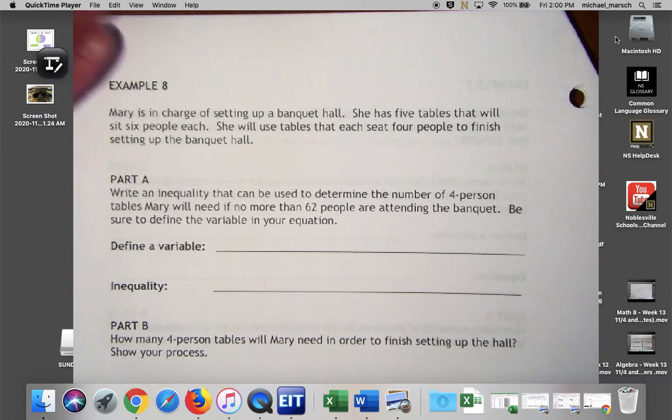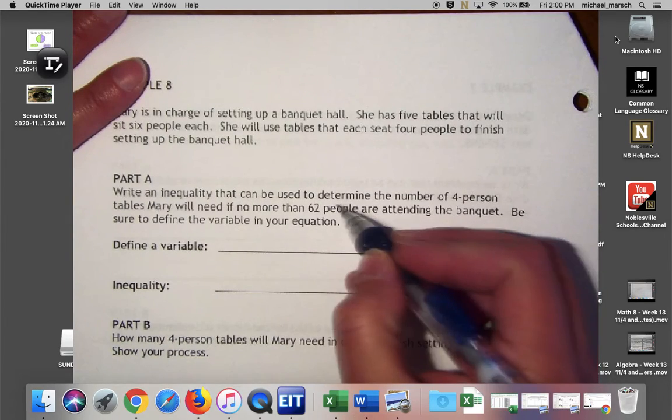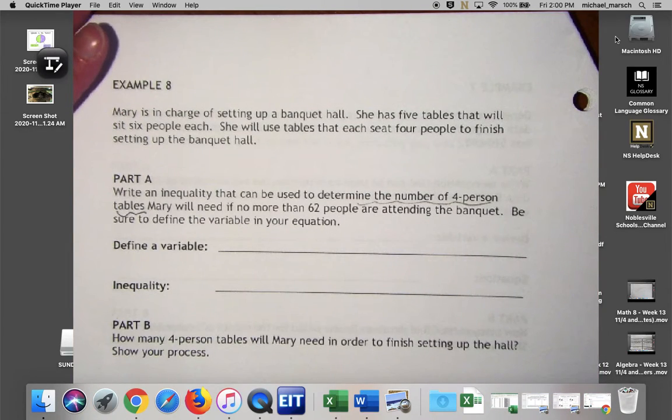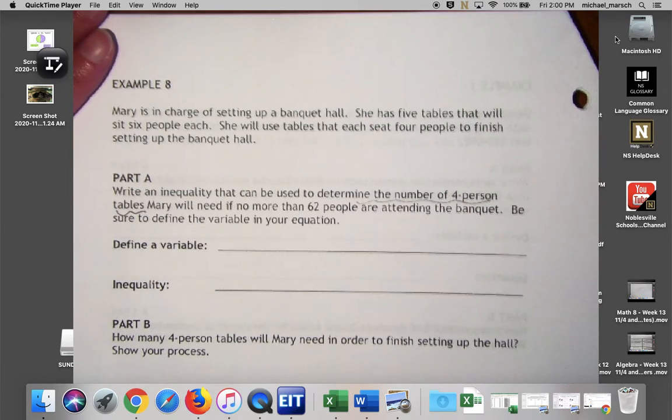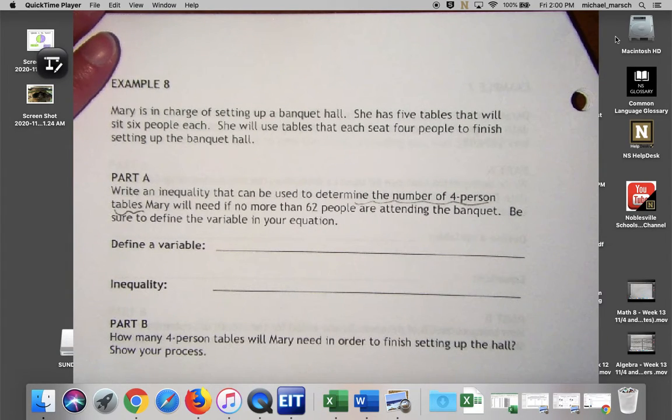Okay. She has 5 tables that will seat 6 people each. She will use tables that each seat 4 people to finish setting up the banquet hall. Write an inequality that can be used to determine the number of 4-person tables Mary will need if no more than 62 people attend the banquet. Be sure to define the variable in your equation.